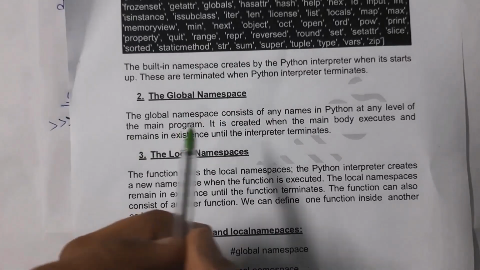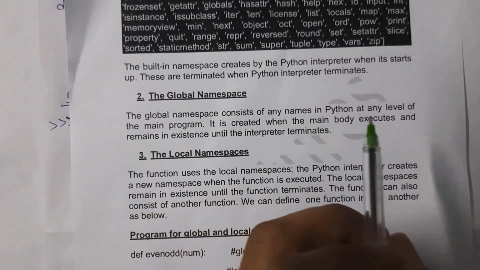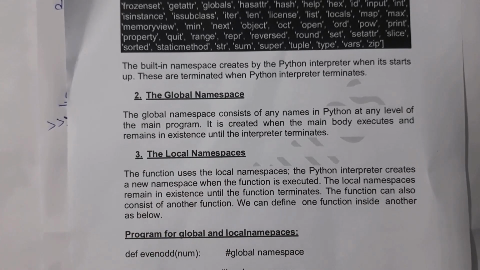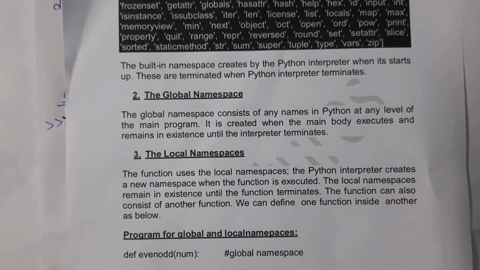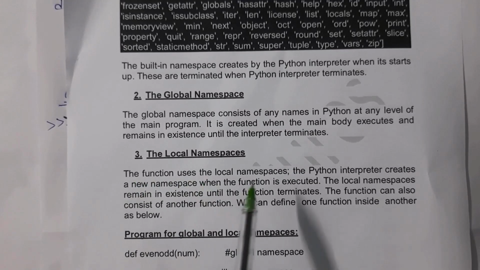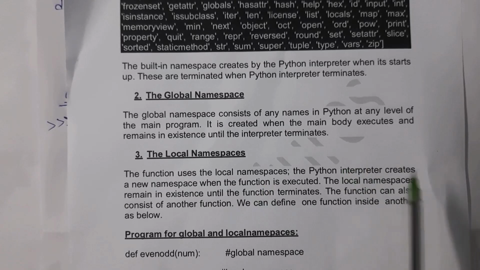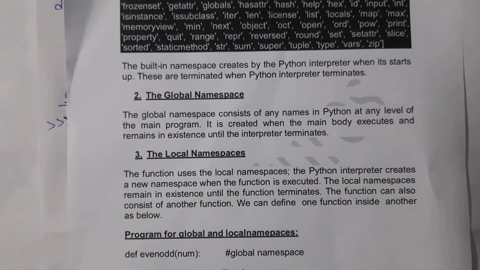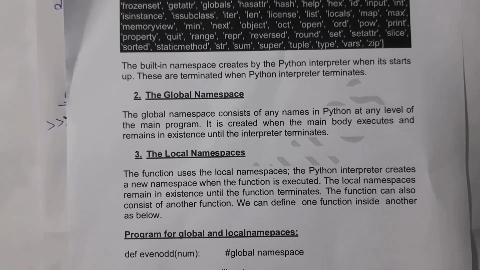The global namespace consists of any names in Python at any level of the main program. This is the definition of local namespace. What are local variables? Variables which are declared inside a function are known as local variables. The function uses the local namespace. The Python interpreter creates a new space within the function in execution. That is nothing but it will create a namespace within the function.